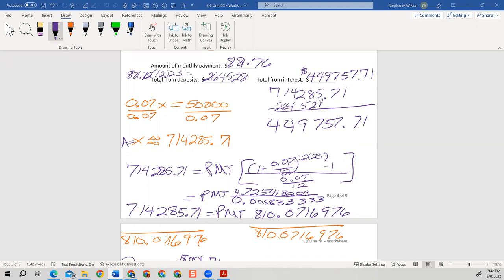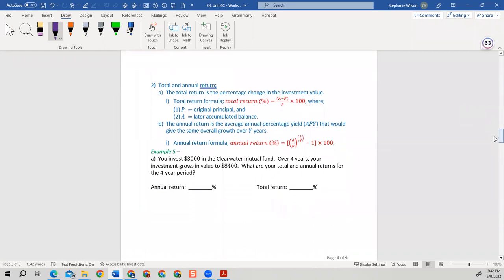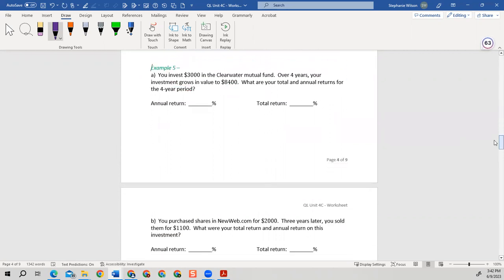Okay, so let's move on. Okay, the next section, if you want to take a minute to pause it so you can write this down, we're going to talk about annuals and returns. This information will be helpful in the formulas we're going to use. All right. So this next example says you invest $3,000 in Clearwater Mutual Fund. Over 4 years, your investment grows in value to $8,400. What are your total and your annual returns for 4 years, period.